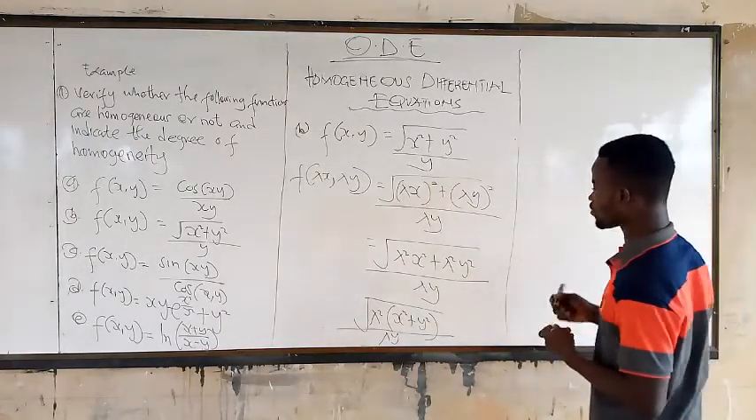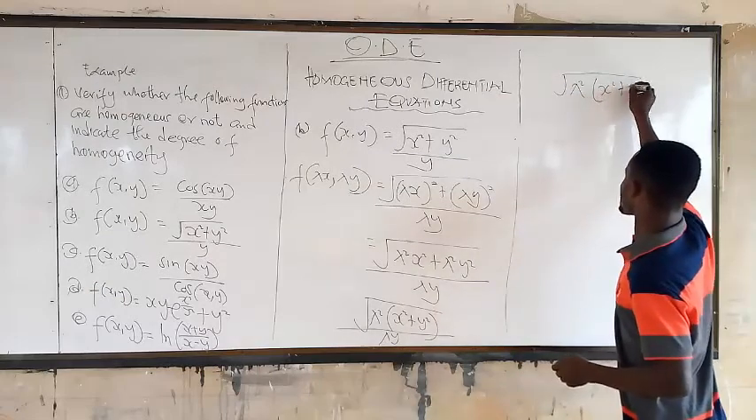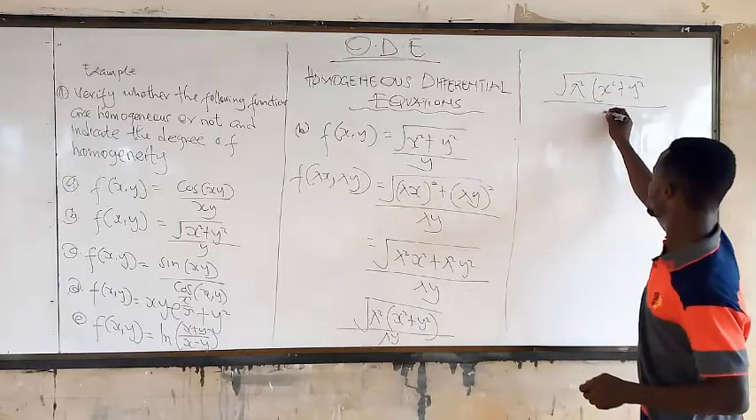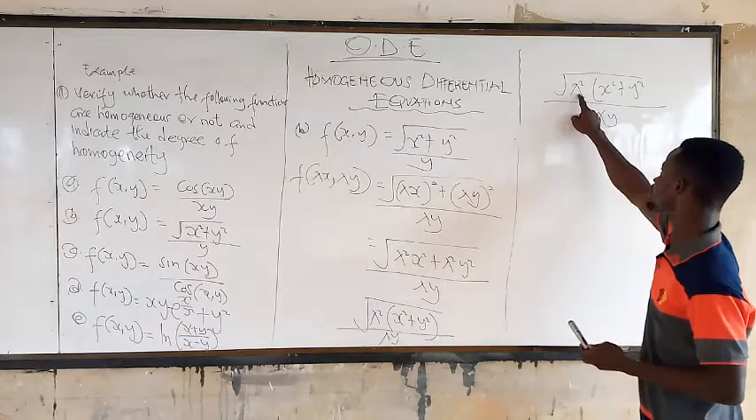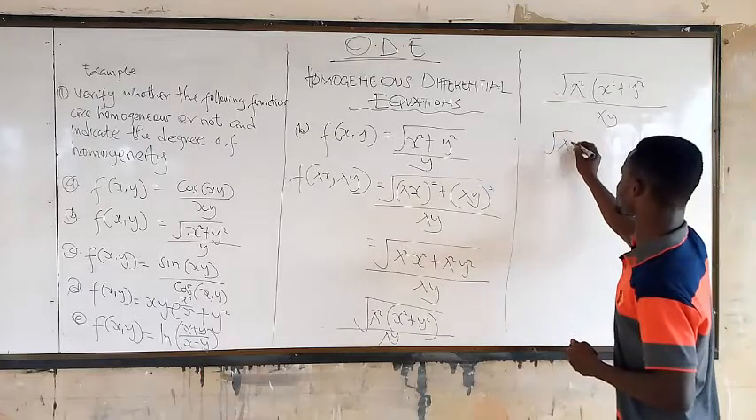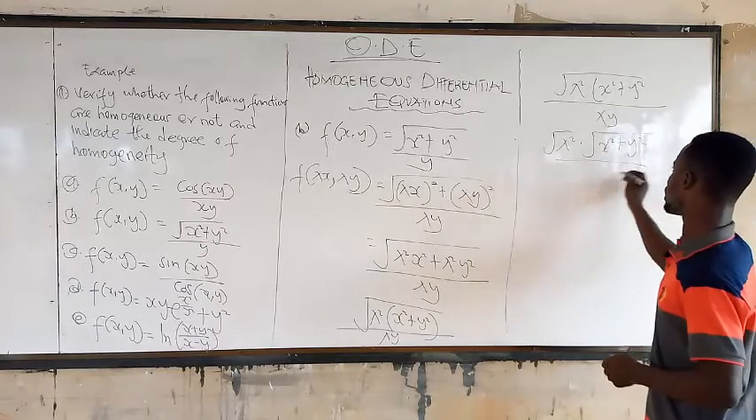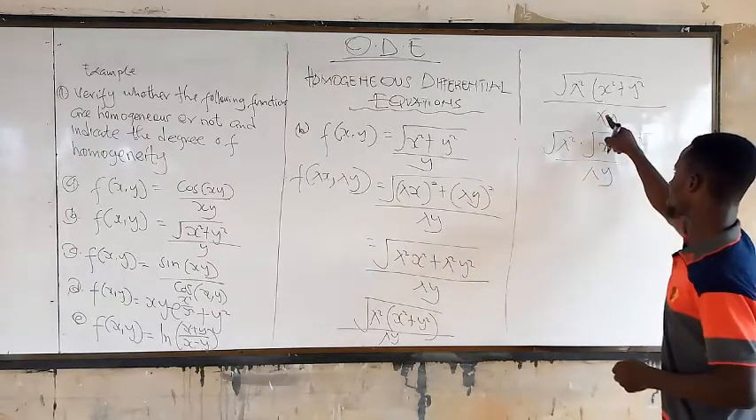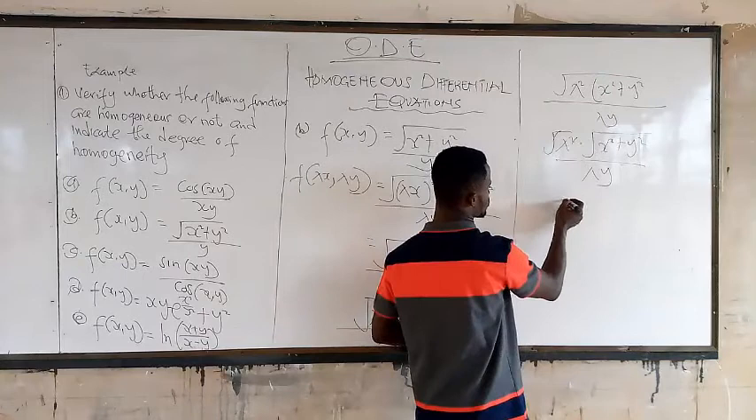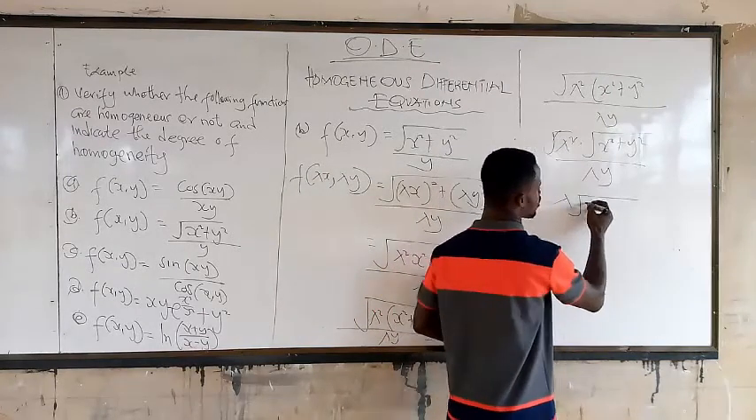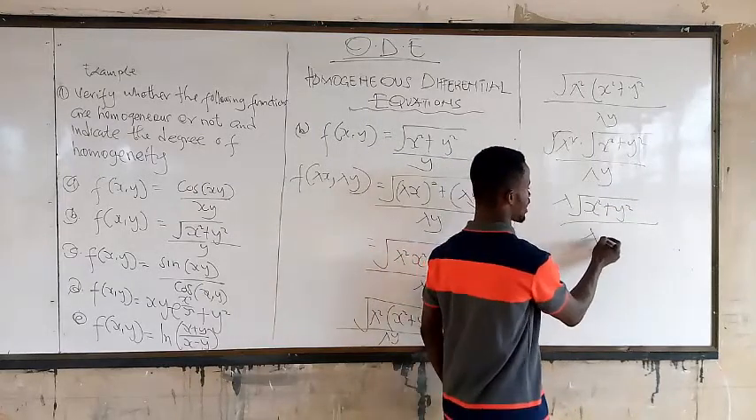Now, looking at what we have here, let me repeat again because it's very important. (x squared plus lambda squared) all over lambda y. Now, we can see that you can rewrite it as lambda squared times the square root of x squared plus y squared, all over lambda y. And with this, it will cancel. So we have lambda times the square root of x squared plus y squared over lambda y.